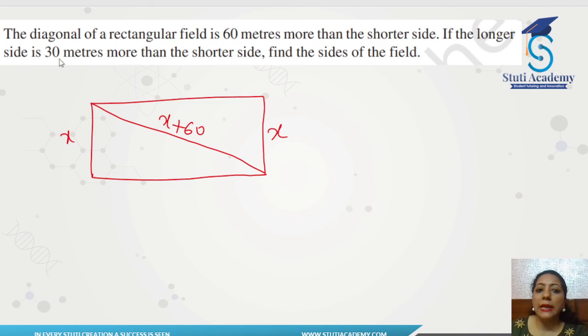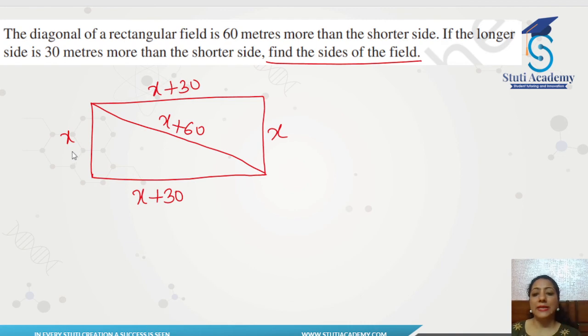If the longer side is 30 meters more than the shorter side, the longer side is actually here the length. So it is 30 meters more than the shorter side. So it is x plus 30. That's the length here. We have to find the sides of the field. That means we have to find the length and the width.